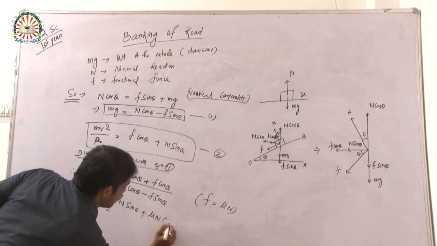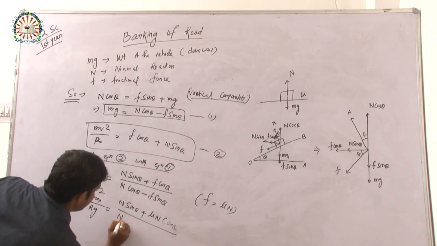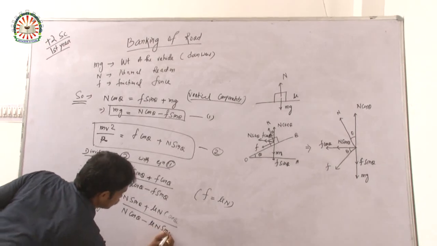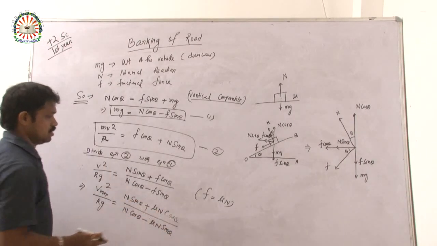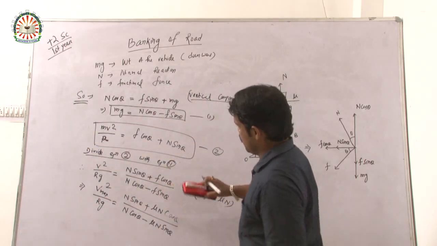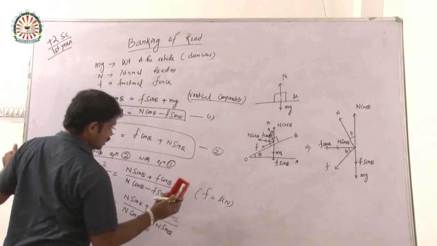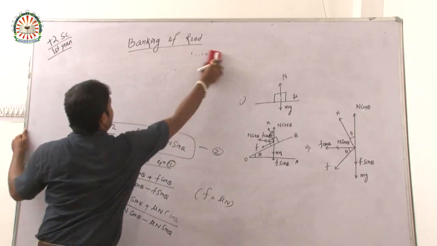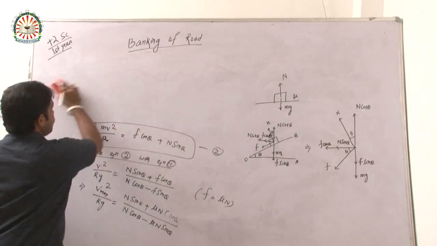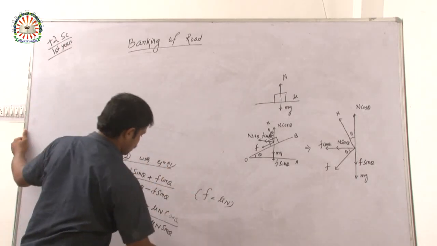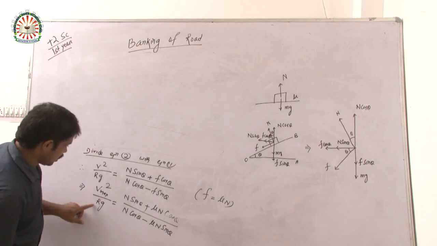Okay, so mu into n cos theta divided by n cos theta minus mu into n sin theta. Clear? All of you clear? So now let us find out. So this is my equation. Clear? That is v square by rg this much.